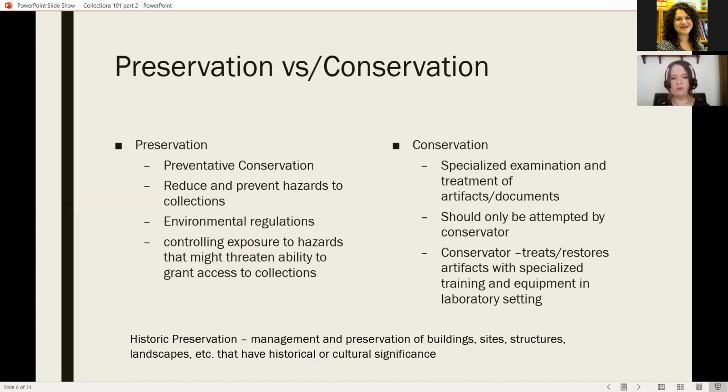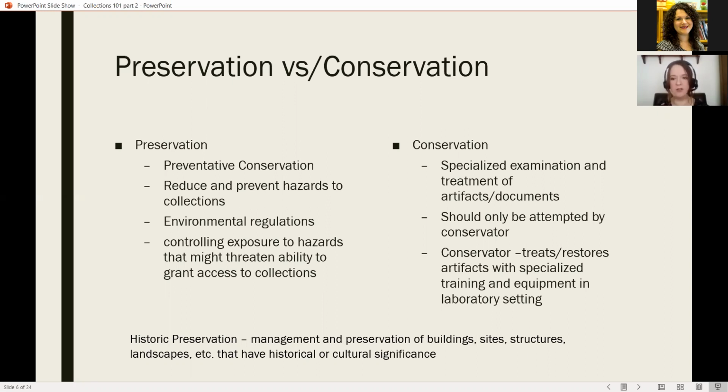Conservation involves usually a conservator who is a trained professional in an entirely different field. For example, I have a master's degree in public history, and that does not cover conservation. I received training in preservation. What can I do to prevent the need for conservation? But conservation is an entirely different degree, and it's very specialized. And it uses specialized equipment and training, and there's usually some sort of laboratory. It's all very fancy.